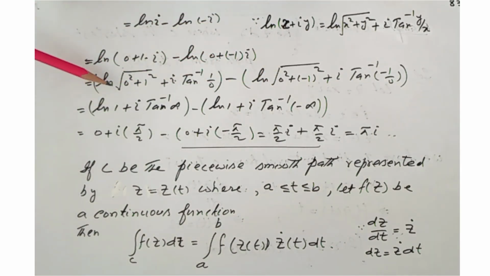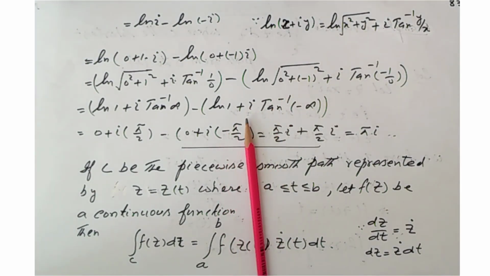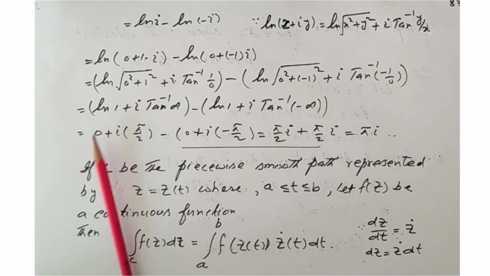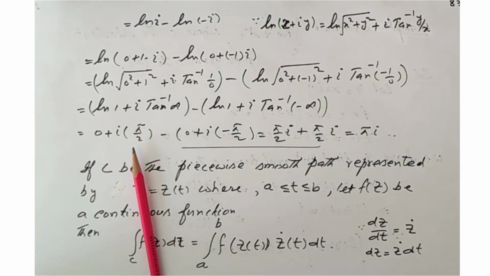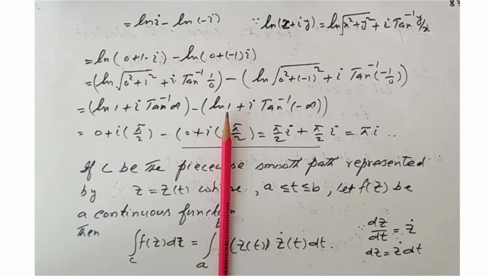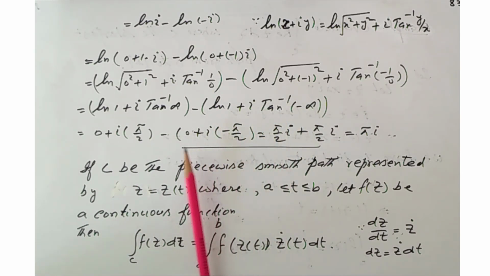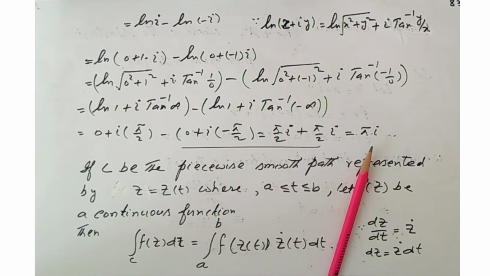So this will become natural log of 1 plus iota tan inverse of 1 by 0, which is infinity, and also this becomes log 1 plus iota tan inverse of minus infinity. Natural log of 1 is 0 and tan inverse infinity is pi by 2. Here natural log of 1 is 0 and this becomes minus pi by 2. Minus into minus becomes plus, and after simplification it will become pi iota.